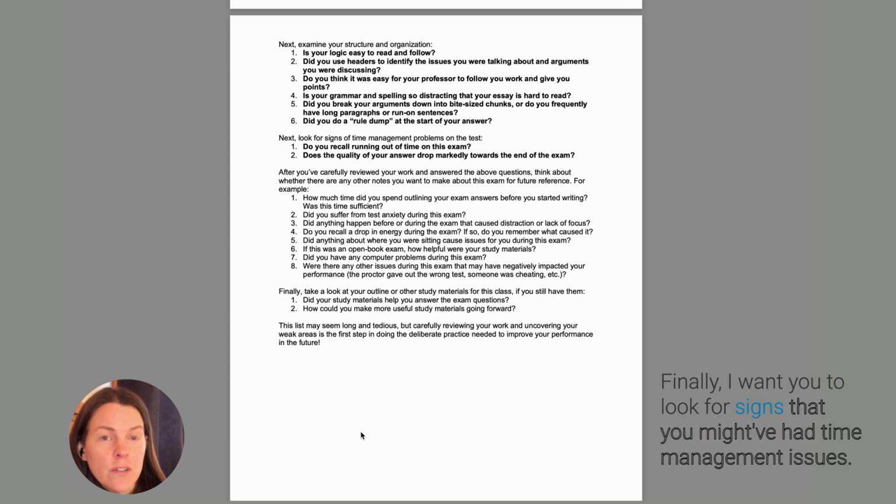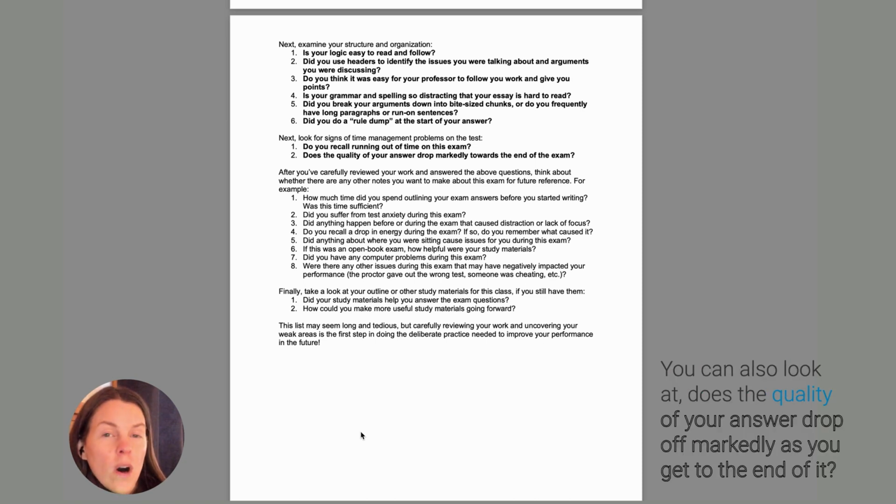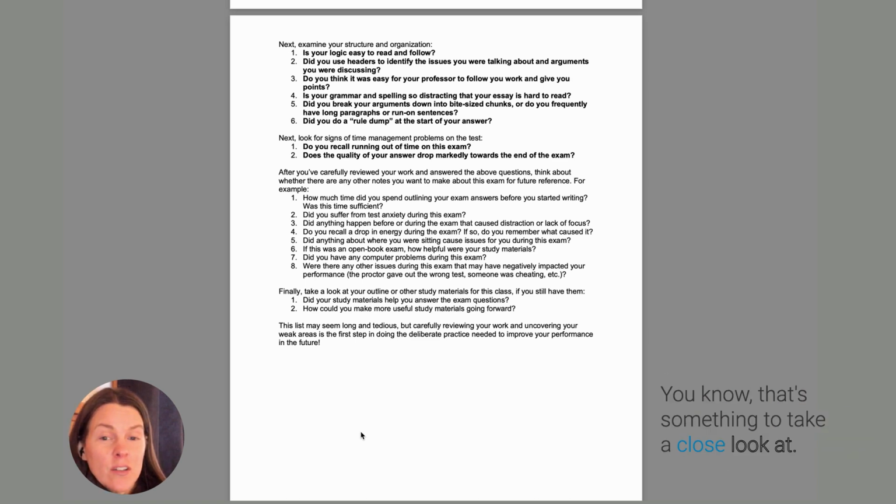Finally, I want you to look for signs that you might have had time management issues. So do you remember running out of time? That's something you want to note. But you can also look at, does the quality of your answer drop off markedly as you get to the end of it? So are you clearly rushing? Maybe you bullet pointed things, or do you just not finish? That's something to take a close look at.